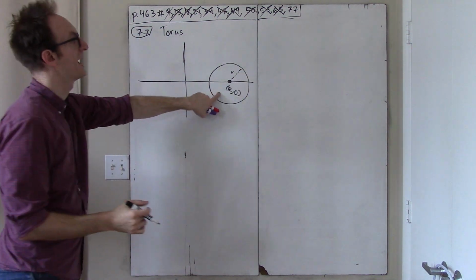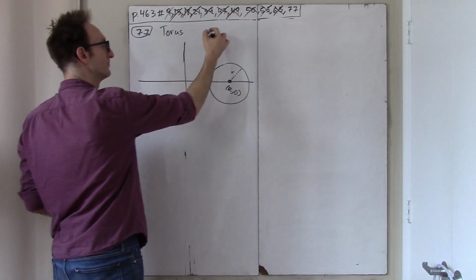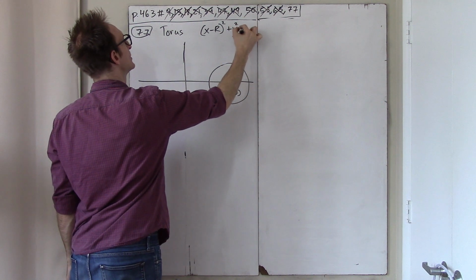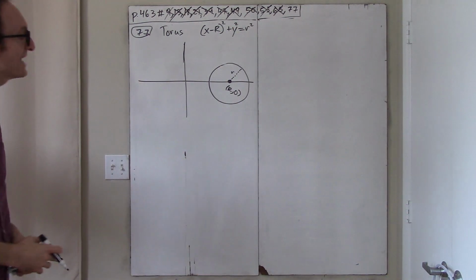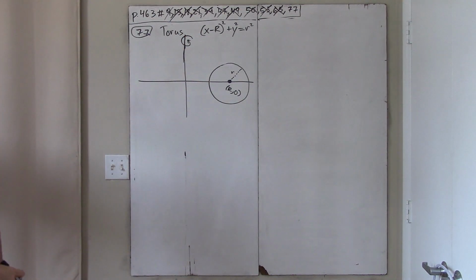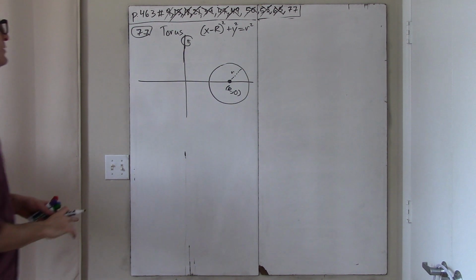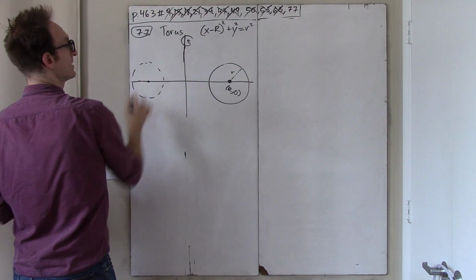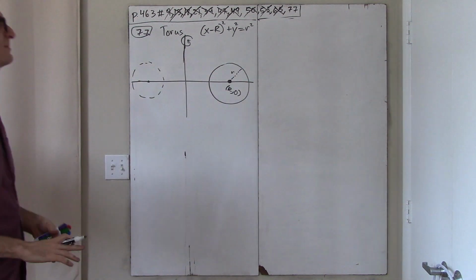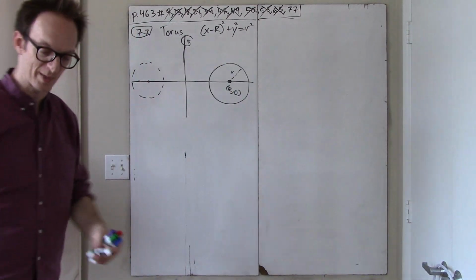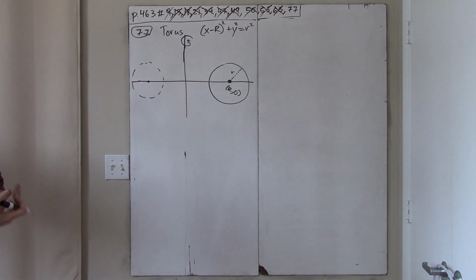And thus, I can say that the equation of that circle is x minus big R squared plus y squared equals little r squared. And now, rotate that circle about the y-axis. If you rotate that circle about the y-axis, then what you're going to get is, okay, I don't want to draw because it's going to mess up my picture, but does everyone see the circle is going to form a torus? Okay, I need to find the volume of this torus.